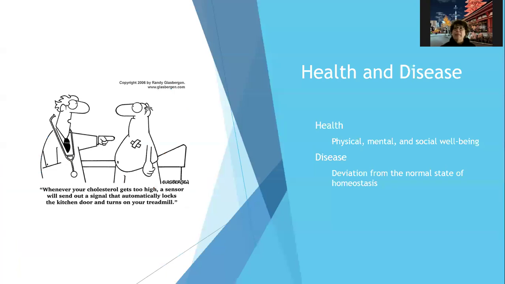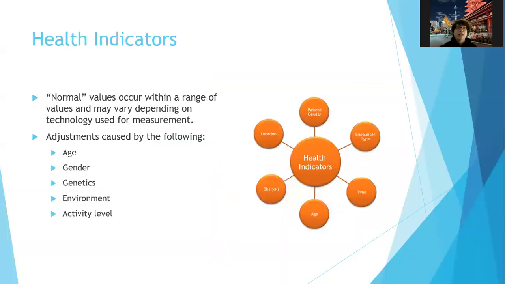That's what should happen. So there's lots of different definitions of health and disease, but we're going to say in general that health means physical, mental, and social well-being. Makes sense, right? Disease is when you deviate from the normal state of homeostasis. So you obviously don't want that, but it happens. So we need to know how to deal with it.